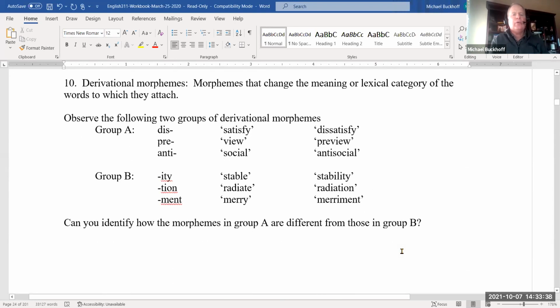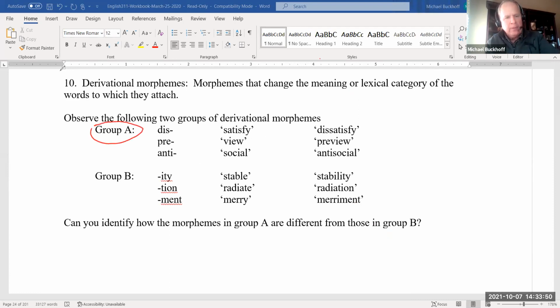We have the definition. Okay, derivational morphemes. They may change the meaning or the lexical category of the words they attach to. Okay, so group A. Let's take a look at these. You see dis, pre, anti. So then we attach them, and then we get dissatisfied, we get preview, we get antisocial. So we get those 3 words.